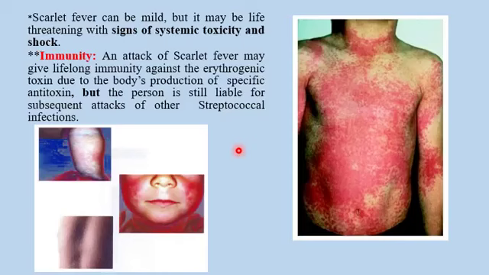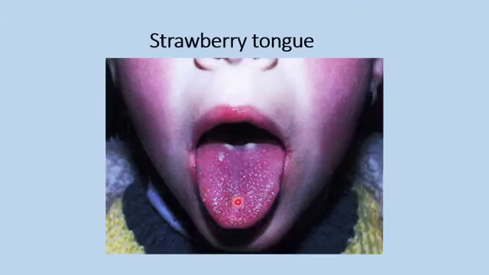But this doesn't mean that he became immune to all streptococcal infections, of course. The person is still liable for subsequent attacks of other streptococcal infections, as they are not due to the toxin. So he has immunity against the toxin only, not against the streptococci in general. Here is another picture showing the strawberry tongue, all papillated with the red color, looking a bit like a strawberry. It's a very characteristic strawberry tongue. And here again the circumoral pallor is clear.